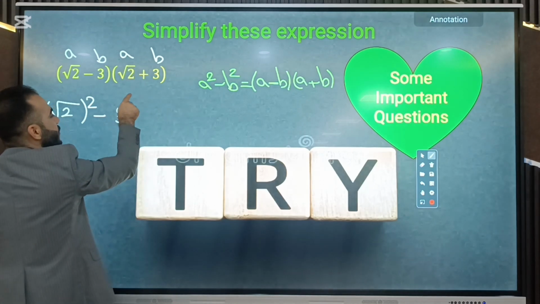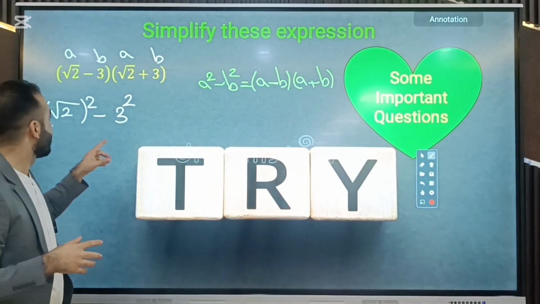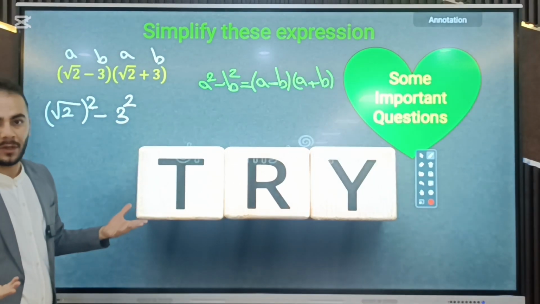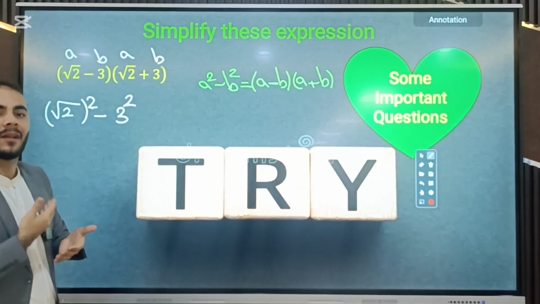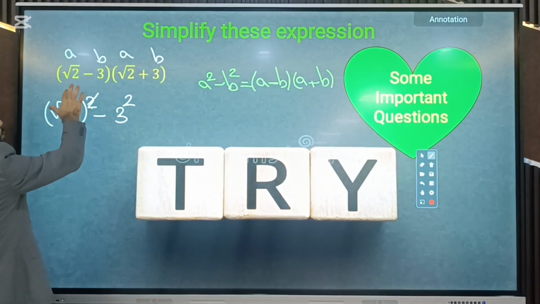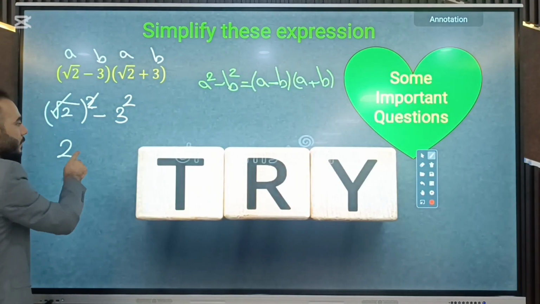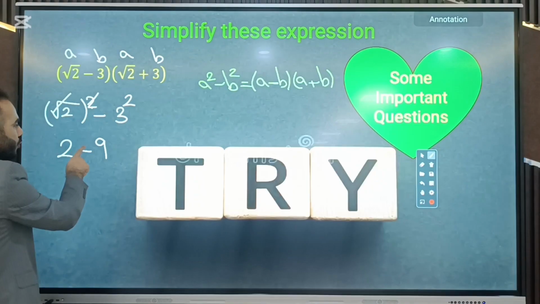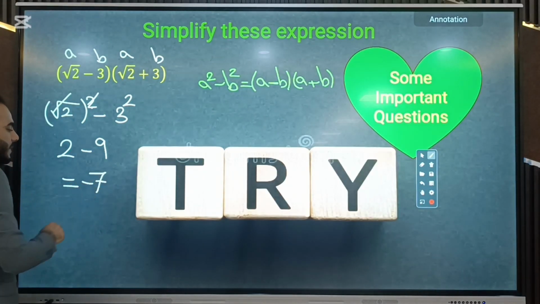What is our b? 3. So 3 squared. Recently we mentioned that squares and square roots are inverses of each other, so if they come together, they eliminate each other. Therefore, this square will kill this square root and only 2 will remain. So 2 minus 3 squared, 9. So 2 minus 9, you know guys, is equal to negative 7.